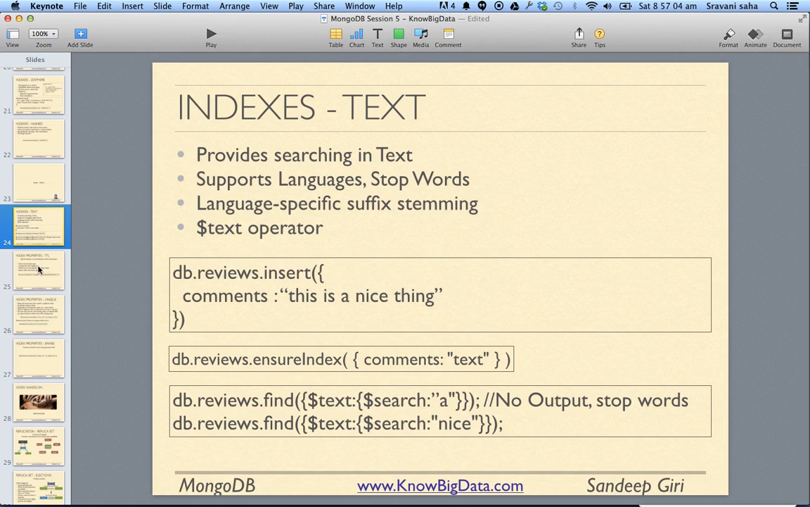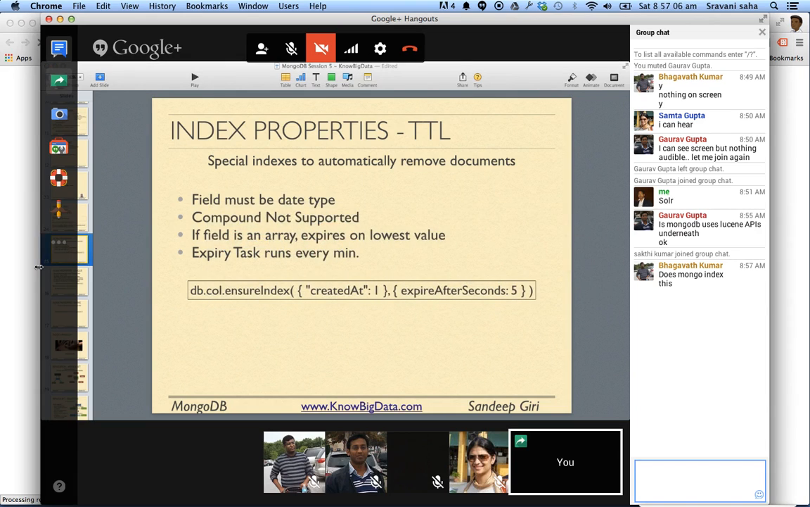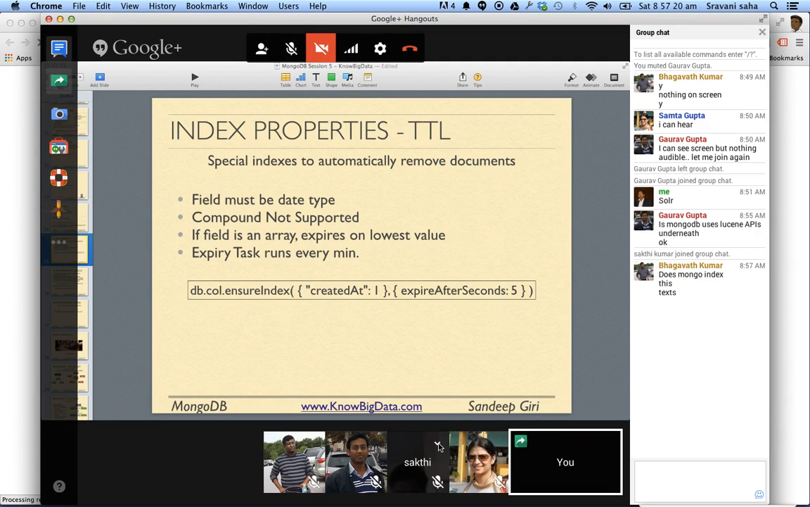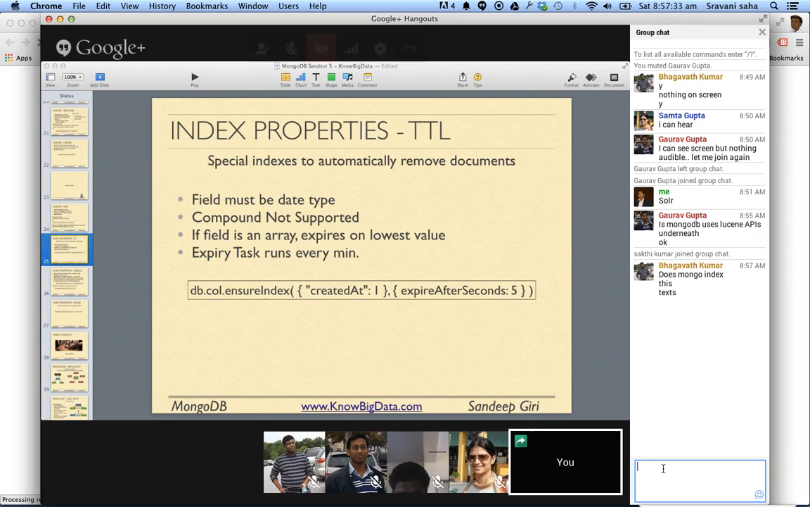Okay, okay. Now, does Mongo index this as in what? Does Mongo index this text in a field?